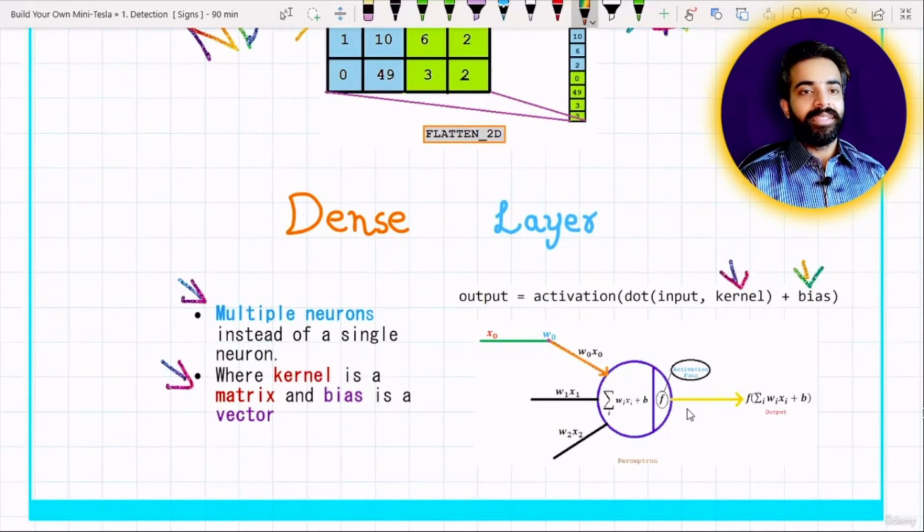And then a nonlinear activation function is applied to the product, and thus we get the final output. So this was the theory behind the CNN layers, and now we are actually ready to build our own custom CNN model. Alright guys, it's time we implement our own custom CNN model.